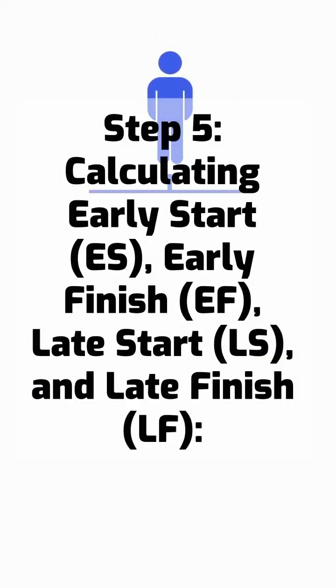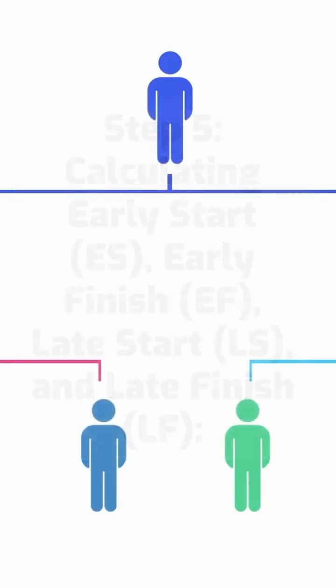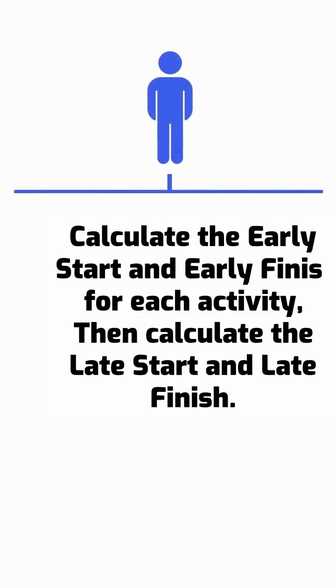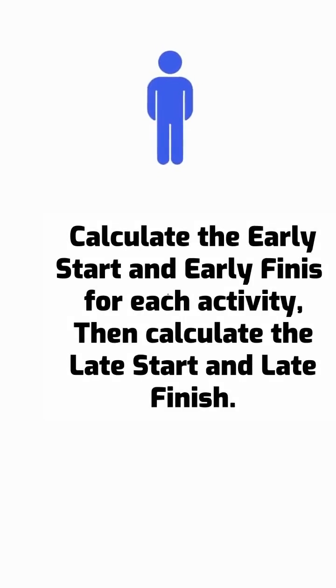Step 5. Calculating early start, ES, early finish, EF, late start, LS, and late finish, LF. With the network diagram in place, calculate the early start, ES, and early finish, EF, for each activity, starting from the project's beginning. Then calculate the late start, LS, and late finish, LF, by working backward from the project's end.